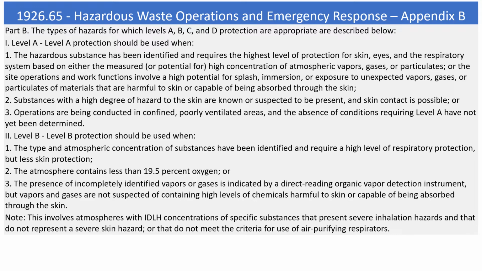Level A. Level A protection should be used when 1. The hazardous substance has been identified and requires the highest level of protection for skin, eyes, and the respiratory system based on either the measured or potential for high concentration of atmospheric vapors, gases, or particulates, or the site operations and work functions involve a high potential for splash, immersion, or exposure to unexpected vapors, gases, or particulates of materials that are harmful to skin or capable of being absorbed through the skin.